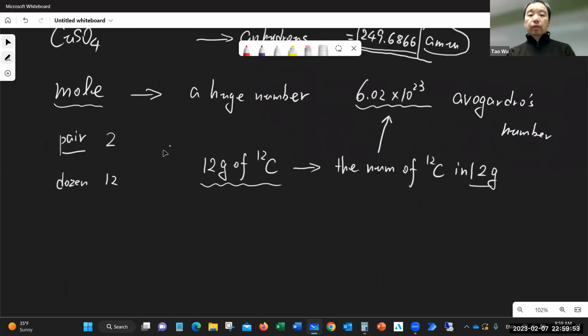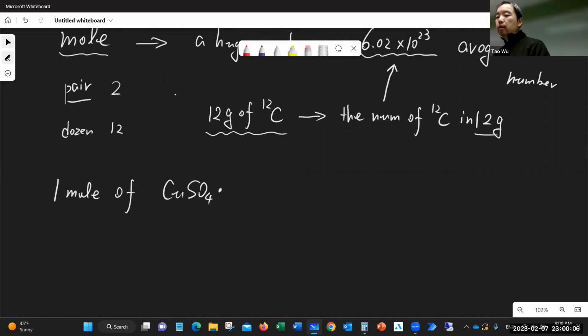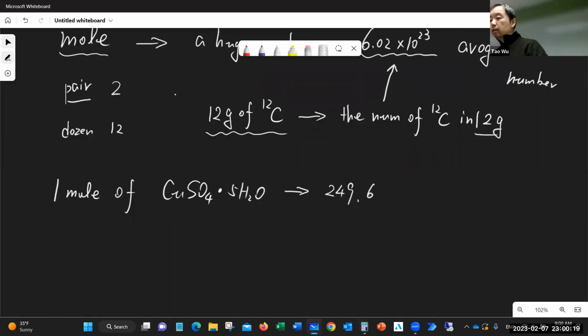So generally, you can convert the AMU to the daily life unit. One mole of copper II sulfate pentahydrate will be just equal to 249.6866 gram. So this is by definition.